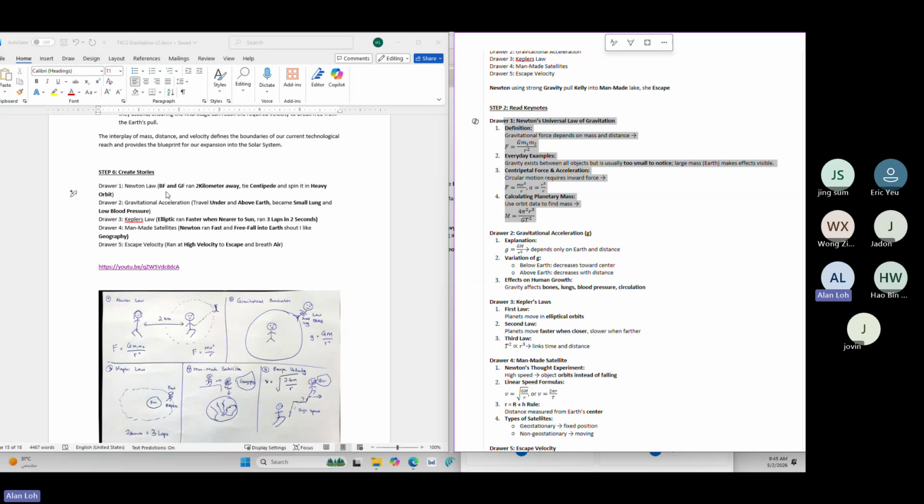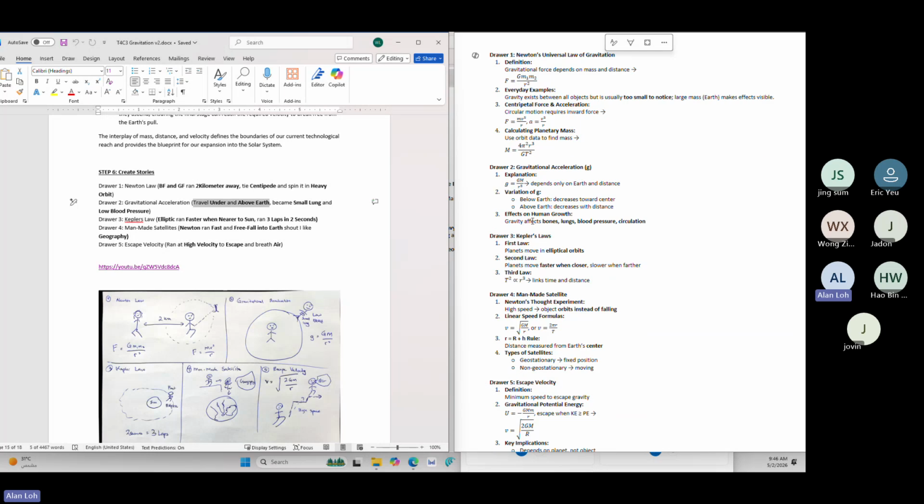Right, the main objective of this story is just to help you remember the key points in this drawer. Then drawer number 2, gravitational acceleration. Travel under and above Earth, became small lung and low blood pressure. Right, so this tells us that in the drawer there is information related to below Earth and above Earth.